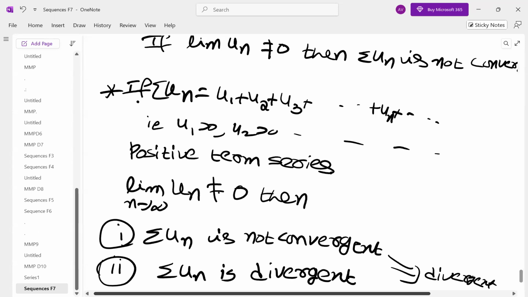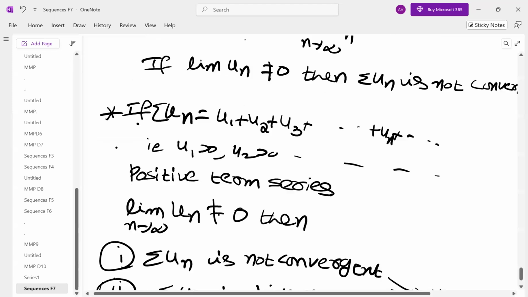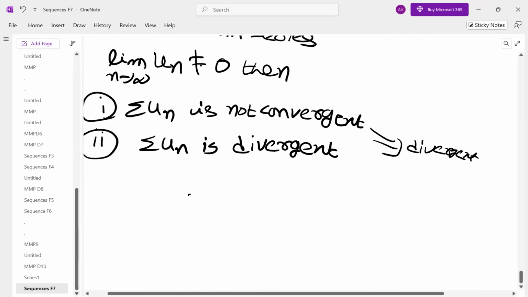Okay, so this is the conclusion. Among the options, not convergent will be there, divergent will be there. Both are correct options in case of a positive term series. In case of an alternating series, u1 minus u2 plus u3 minus u4, if limit un is not 0, then we have to say only that it is not convergent. Don't conclude divergent. That's what I mean. This is the test. Let us do it. And one more test is there that helps you a lot.